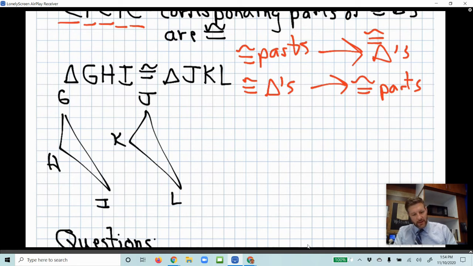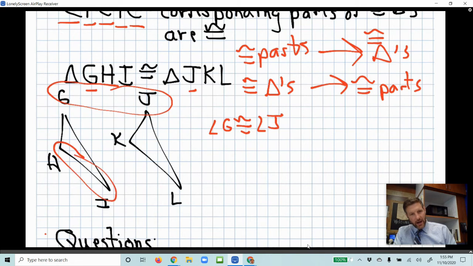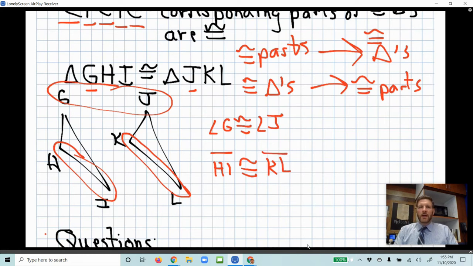That means basically that like angle G and angle J, they correspond to each other. They're both the first letter, and we can see it visually. They're the same angle. So we would know then that angle G is congruent with angle J. Or for example, I know that this side here, HI, must be congruent with its corresponding part, KL. So I know that HI is congruent to KL. All right.